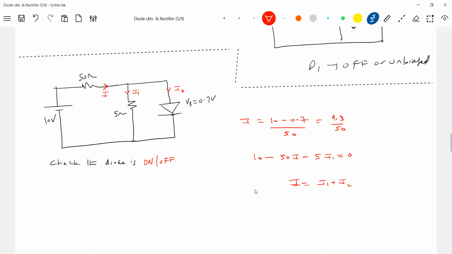Anybody value I2? 0.036, 0.046, 0.04? 46 milliampere. What should we say? Diode is off. Diode is on.